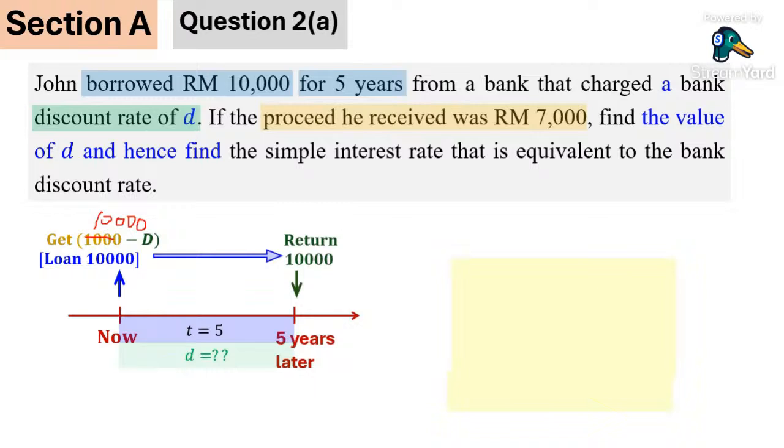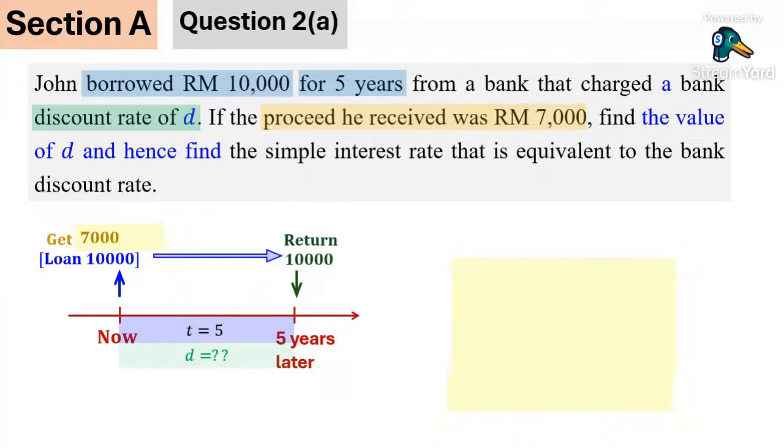Then he was told that the proceeds he received were 7,000. So the amount of money that he gets is 7,000. And now what we want to find out, according to the question with the correction I have just made, is the value of D, which is the discount rate, and then hence use this discount rate to find the simple interest rate.